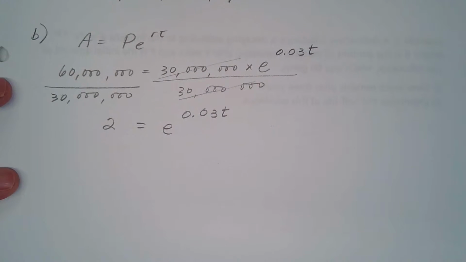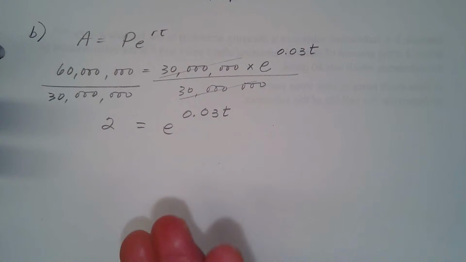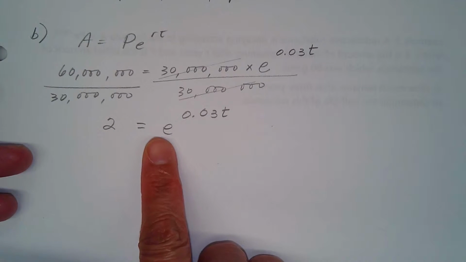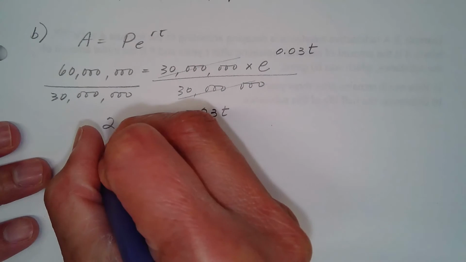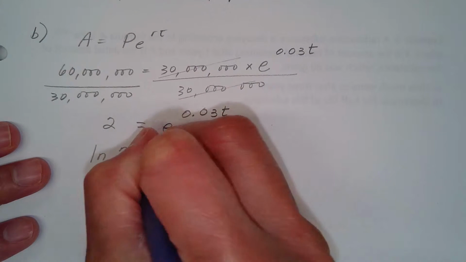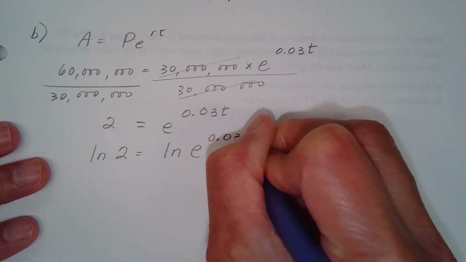Okay, so far so good. Okay, what do you think we should do next? Natural log. Okay, it makes sense for us to do a natural log because this is base e, right? So let's do natural log. So ln 2 equals ln e to the 0.03t.